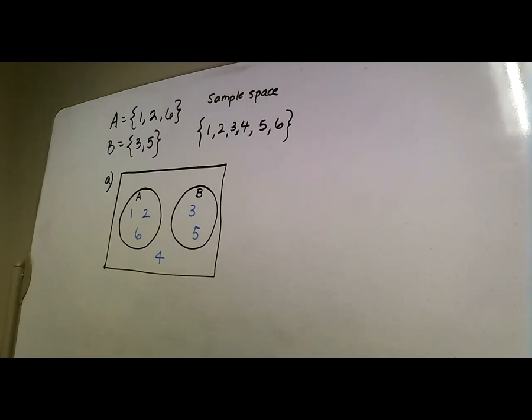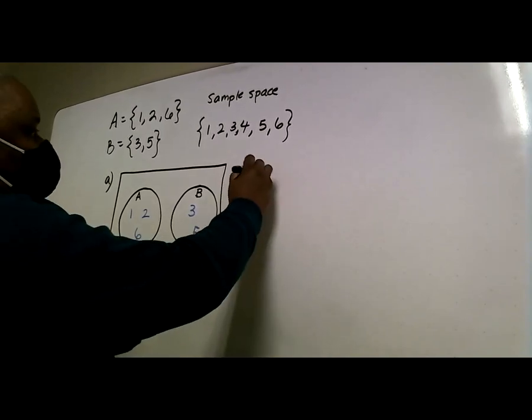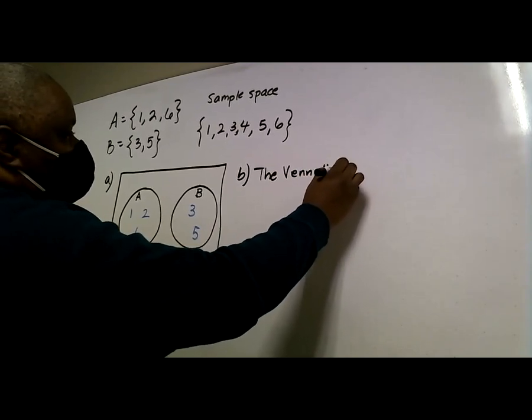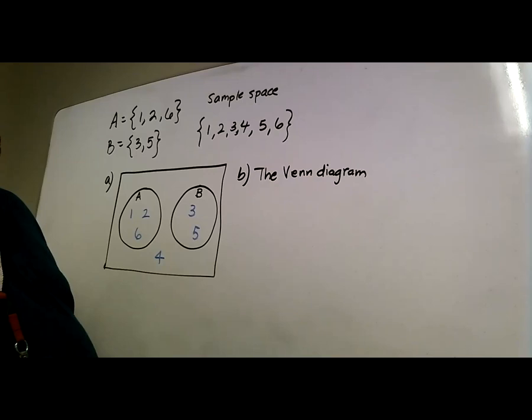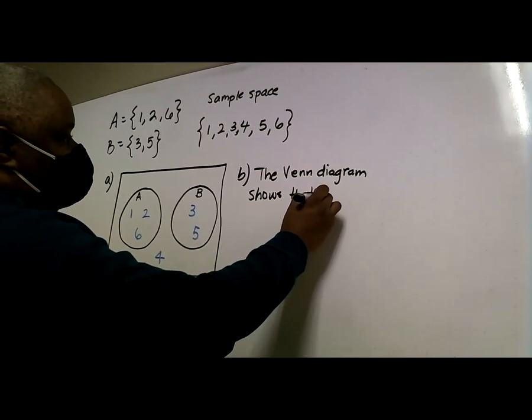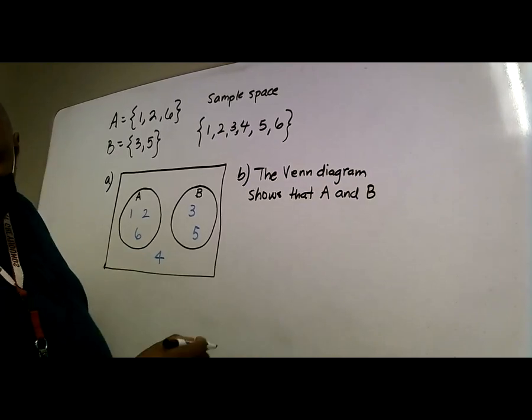Okay. So that's part A. Now, part B does say, explain how the Venn diagram for events A and B would reveal that A and B are mutually exclusive. Well, if it's mutually exclusive, that means these two events have nothing in common. So by looking at this, we can just say that the Venn diagram shows that A and B have nothing in common.